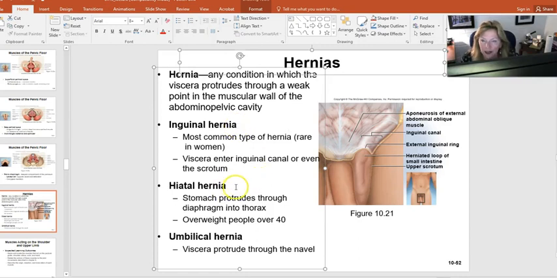A hiatal hernia is when the stomach, which is really just a muscular sac, pushes up through the diaphragm, that dome-shaped muscle that separates the thorax from the abdomen.